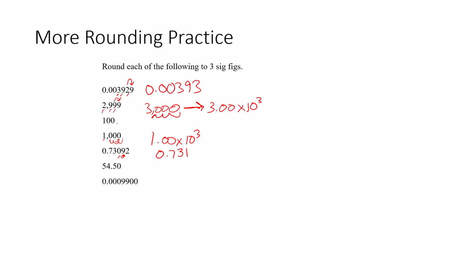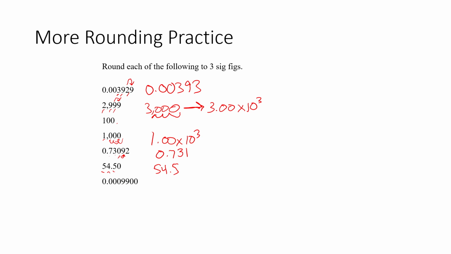54.50. We want to make this 3 sig figs. We're going to keep 1, 2, 3. We're going to drop the 0. 54.5. We started with a number that's 54, and we're ending with a number that's 54 point something. So the value of the number did not change by dropping that 0.